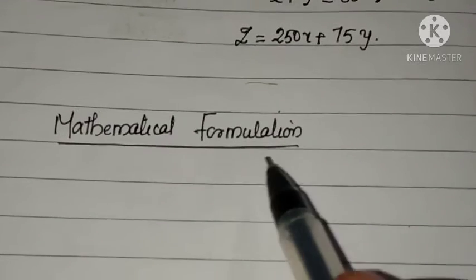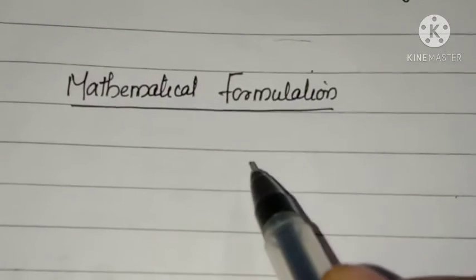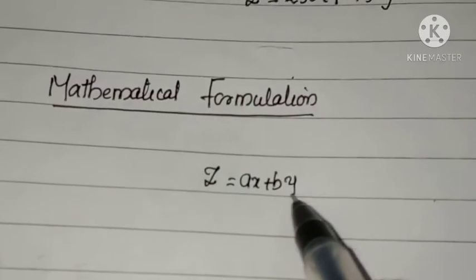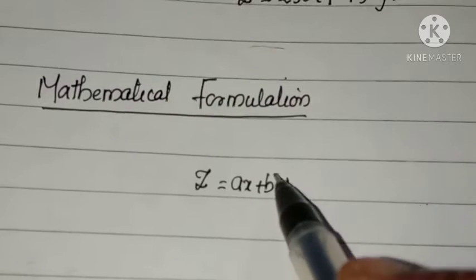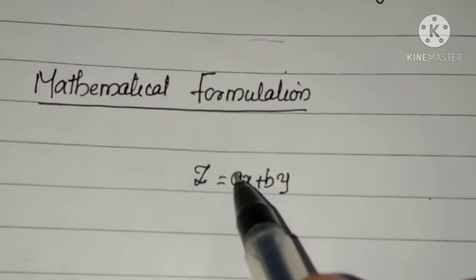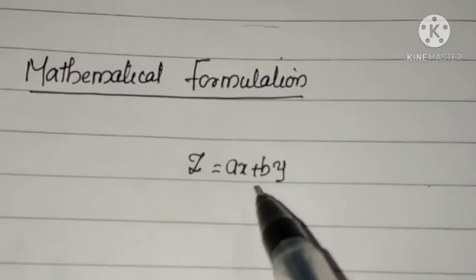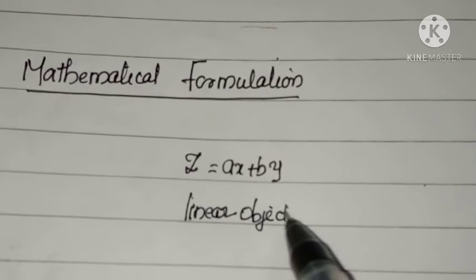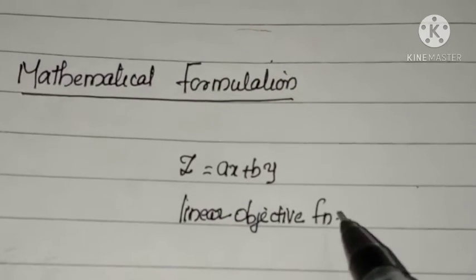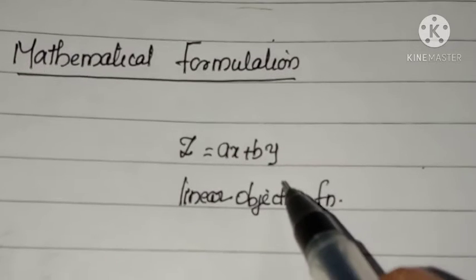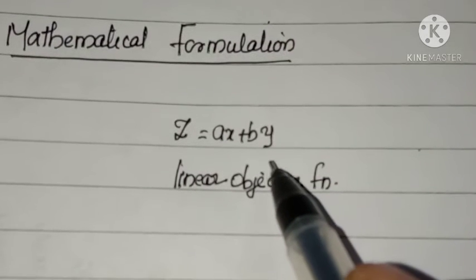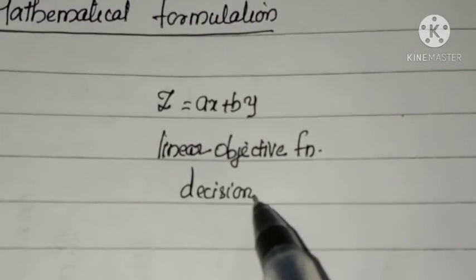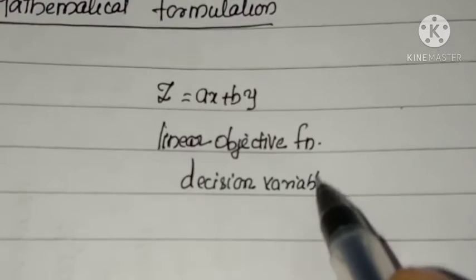Mathematical formulation of a linear programming problem. Listen, suppose we have a linear function z equal to ax plus by, where a and b are constants. So this linear function which has to be maximized or minimized is called a linear objective function. Okay, linear objective function. So objective means either maximized or minimized. So listen, the variables x and y are called decision variables.